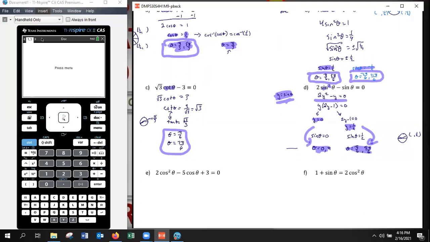So as I look at all the problems, I'm going to start to say, how many different solutions am I really going to expect from each one of these problems?